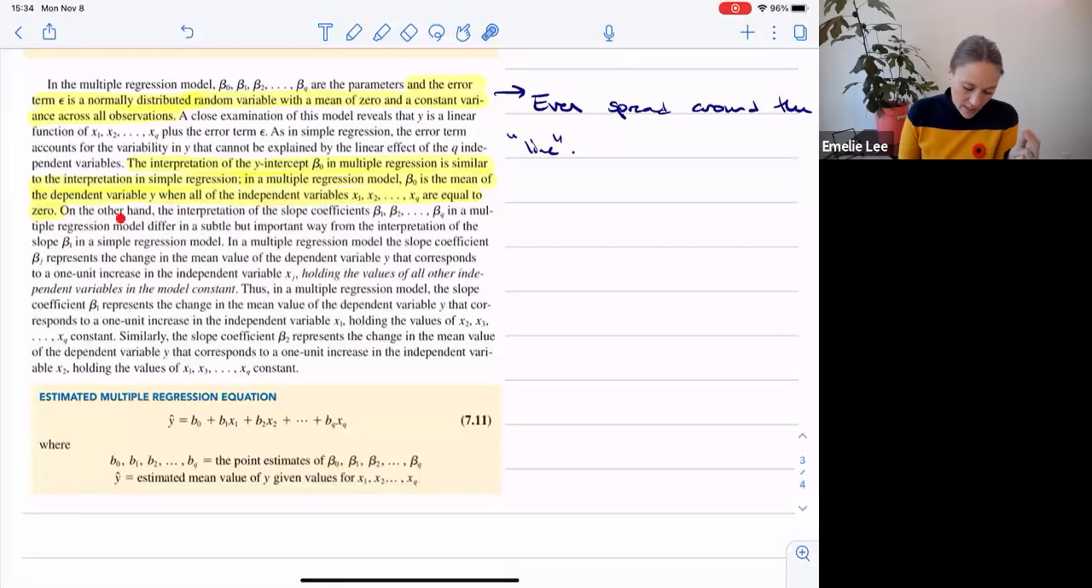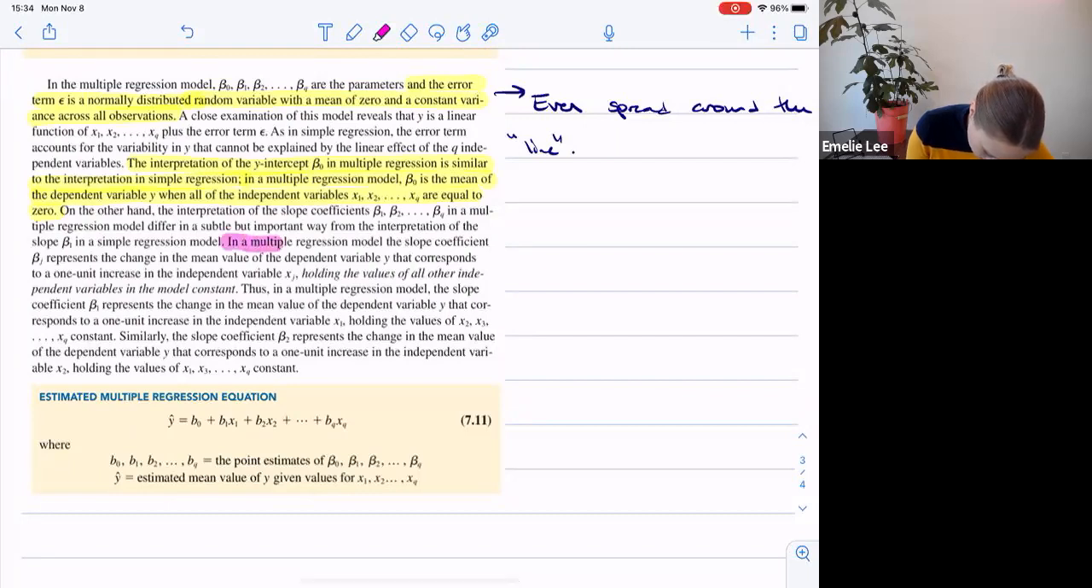And so on the other hand, the slope coefficients are going to be a little bit different. Okay, it's still a change in the predicted value of y, but the key is that it's the change in the predicted value of y holding all the other variables and all the other values and slopes steady, right? So assuming that they're not changing, then we can interpret each of the slope coefficients. Okay, and so I'm going to highlight this maybe in pink.